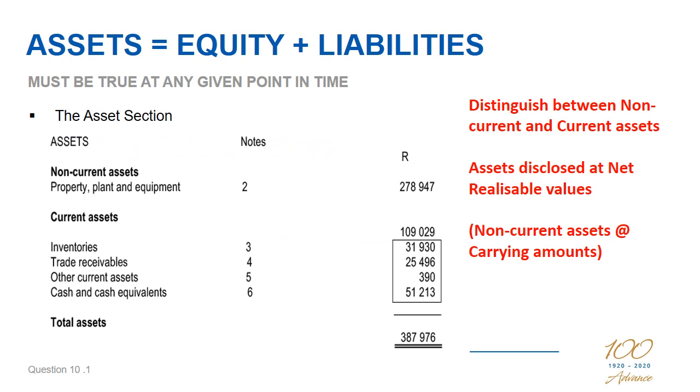The statement of financial position basically reaffirms the accounting equation that says assets must be equal to equity and liabilities. The generation of funds through equity and liabilities must be equal to where the funds have been applied to, the asset section. In the asset section, we need to distinguish between non-current and current assets. The assets are also disclosed at net realizable values, in other words, what we expect these assets to be worth. And also remember that the non-current assets are disclosed at the carrying amounts. That's basically the synonym for the net realizable value of our non-current assets.